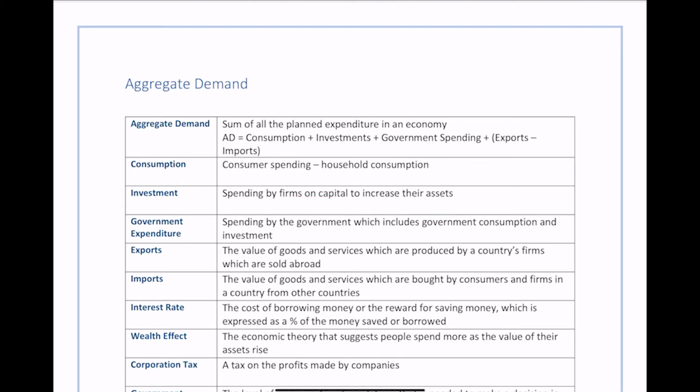Government expenditure is quite self-explanatory. It's just spending by the government, and this includes government consumption and investment. So both what the government consumes and also what they invest into the economy.